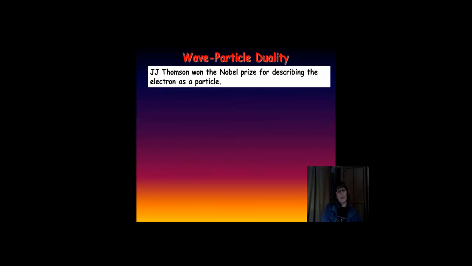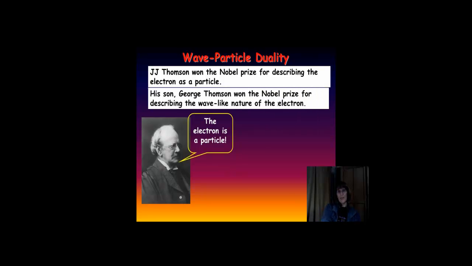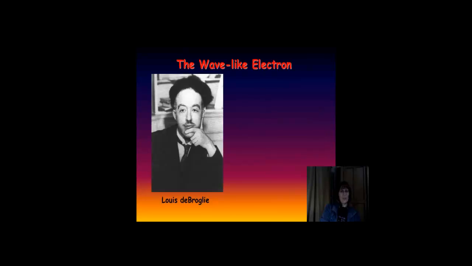Now, you remember a man by the name of J.J. Thomson who discovered the electron. He said that that electron acts like a particle. Well, his son also won a Nobel Prize, but he won the Nobel Prize for saying, you know, it acts like a wave. The electron acts like a wave. Yeah? Well, then along comes another guy and says, gentlemen, and he really needs a new hairdo.